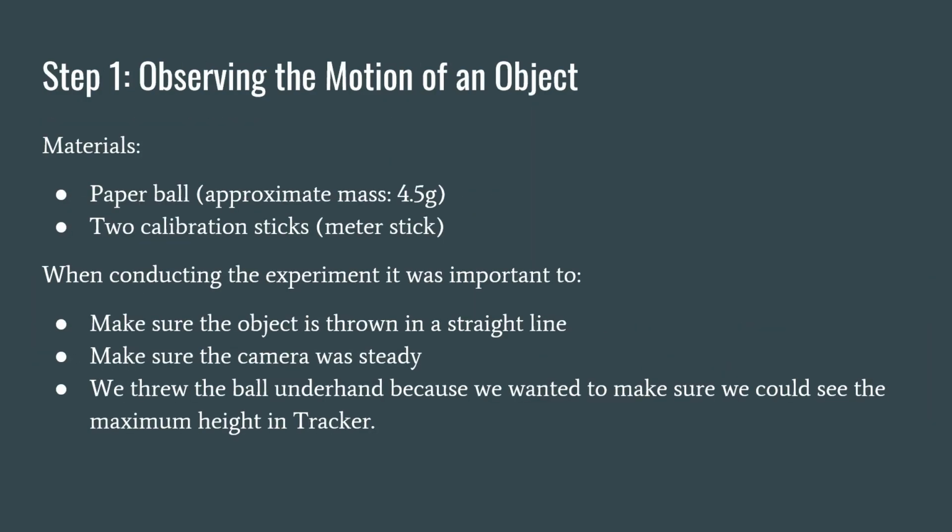The first step is to observe the motion of the object. So our materials that we used were a paper ball, which we said the mass was 4.5 grams, and then 2 calibration sticks, which are meter sticks. In this experiment, it was important to make sure the object was thrown in a straight line, the camera was steady, and we also threw the ball underhand so that it would make an arc that we could see.